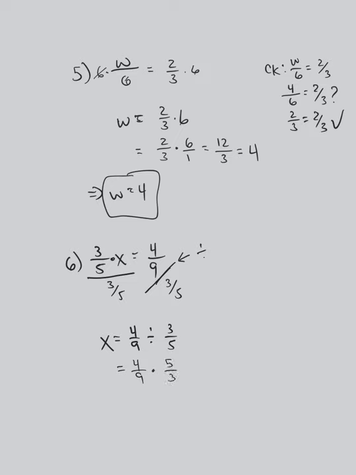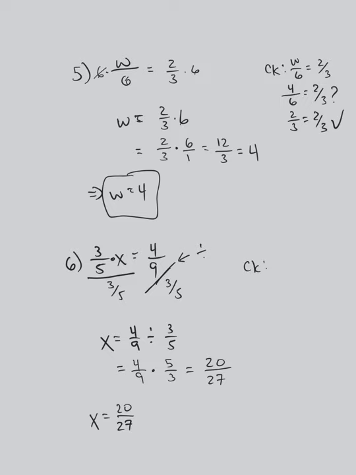Now we're multiplying fractions, and so we multiply straight across. 4 times 5 is 20. 9 times 3 is 27. Our answer is a fraction, but see if it reduces. 20 over 27 doesn't reduce, though. So our answer is 20 over 27. That's that. And then we just go to check.